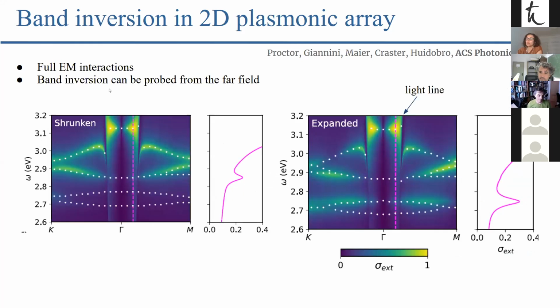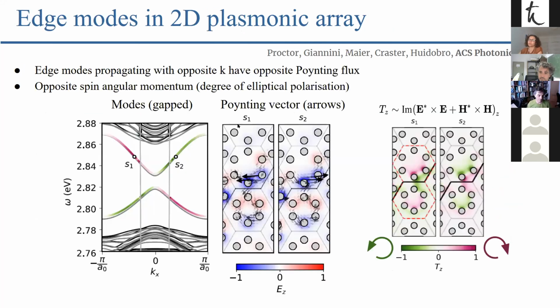Okay, and this can be seen in our plasmonic metasurface system. This is something that can be probed in the far field, because while the dipolar modes would couple to an incident plane wave, the quadrupolar modes won't. So this is possible to be detected as a shift in the extinction cross section of this system.